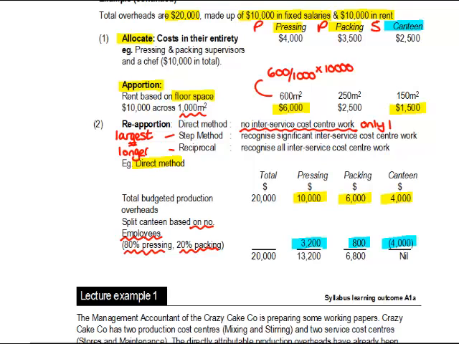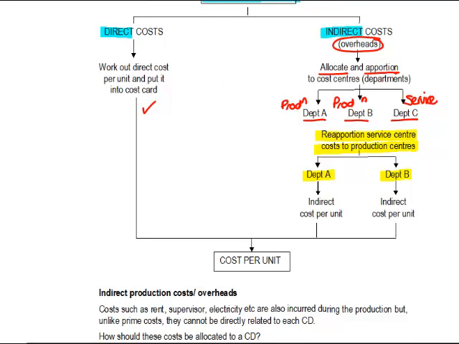Now you can see that all 20,000 of the overhead costs are all in pressing and packing. And the CDs flow through those, and that's what we need for the next stage. The final stage then is to absorb the costs into the cost units, and we'll look at how we do that later.